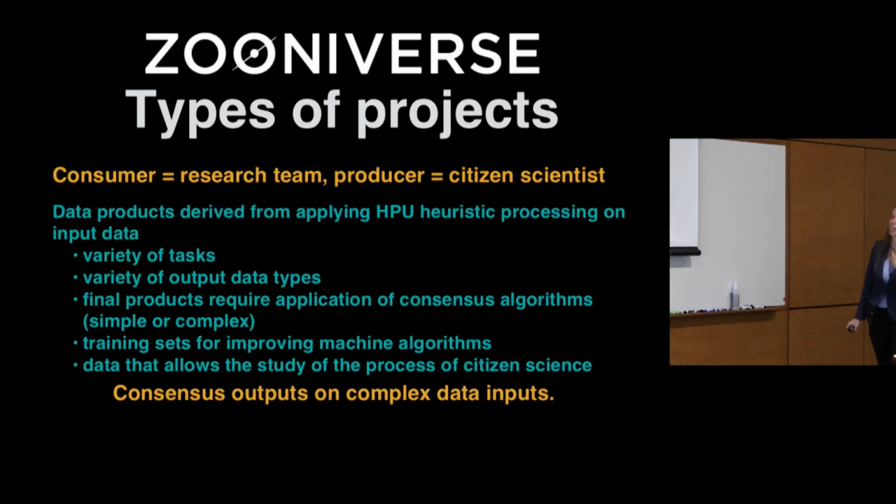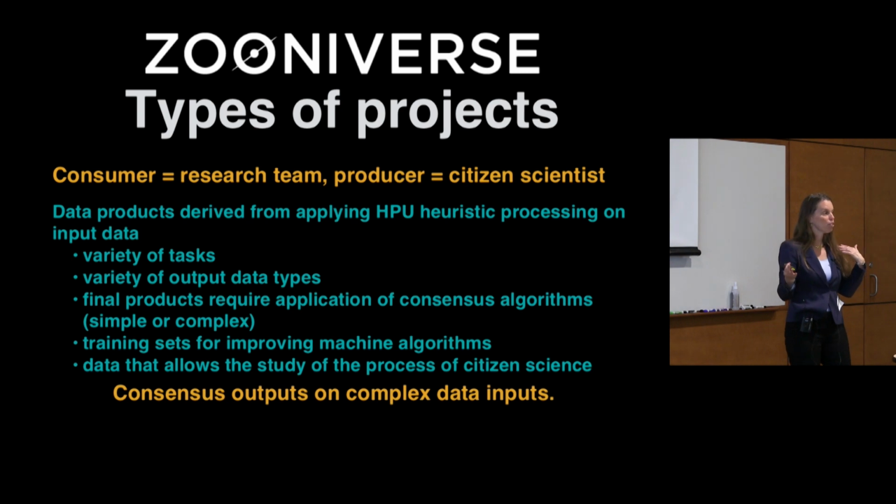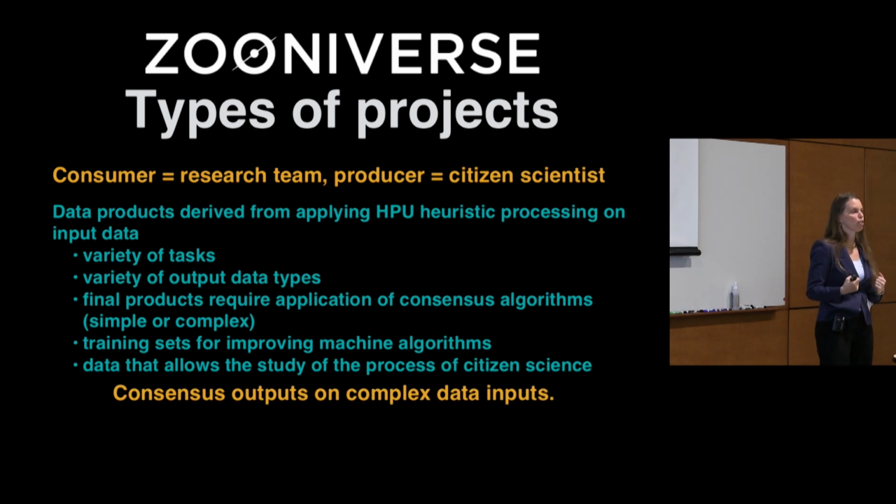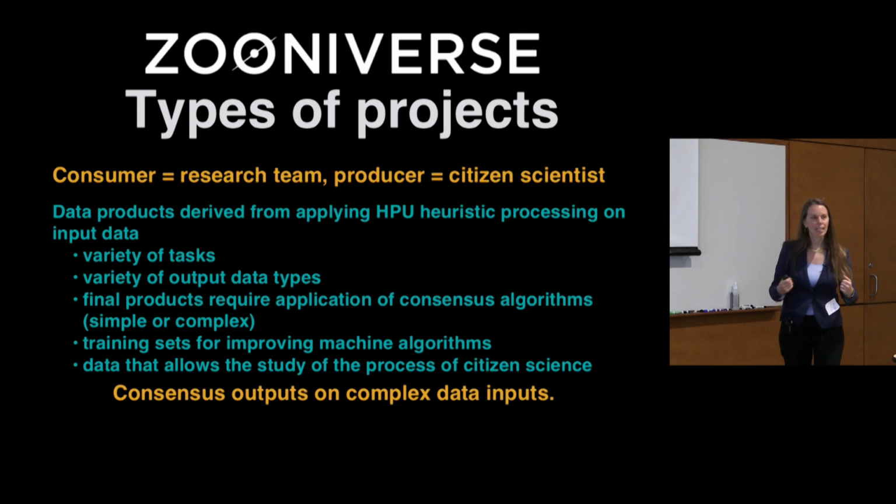Okay, so the various types of projects. I mentioned a couple. We have a variety of tasks, a variety of output data types. One of our jobs when we set up a project is to elicit from the research team what kind of task, what is it that you exactly want the public to do? Okay, you have to narrow it down to a very, I'm not going to say easy, but accessible task or workflow, right? A set of tasks. And that then depends a lot on the kind of output data you're looking for.